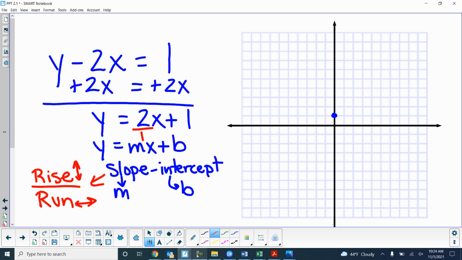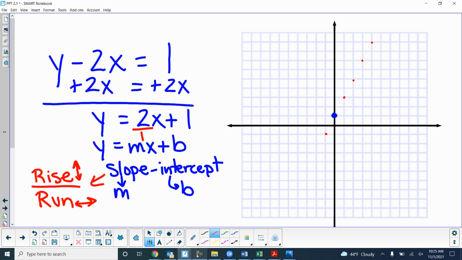So, what do I do from here, Kennedy? Here's my equation. Very good. So I could keep going up 2 and over 1. What if I went down 2, negative? Go left 1, another negative. What's 2 negatives? Positive. So it's still a positive slope, right? So if it's slanted this way, left to right, going up, it's a positive slope. If it's slanted this way, going left to right, going down, that's a negative slope.